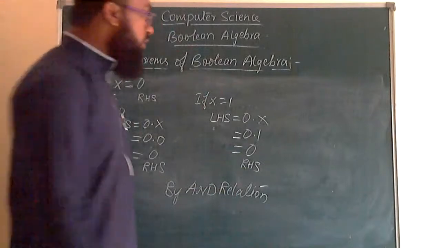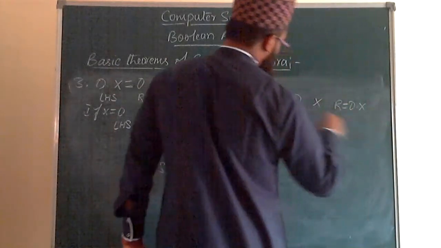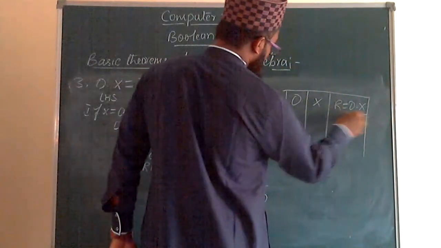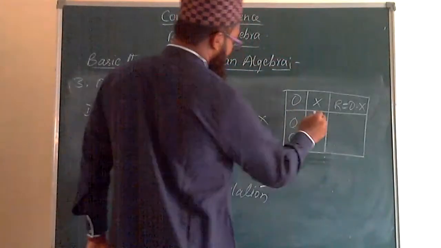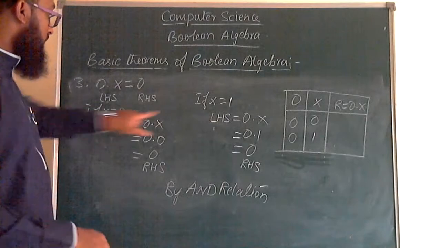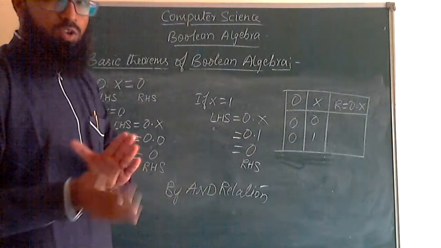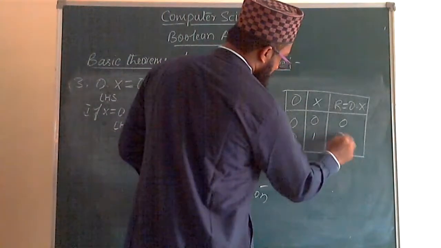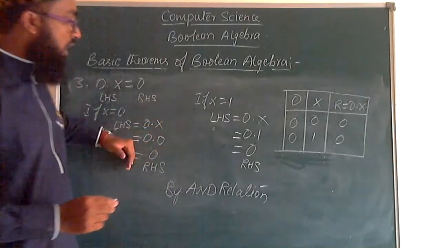Now we are going to write a truth table for this. For variable x, and r is equal to 0 into x. So 0 here, for this we are taking 0. Then for x, 0 and 1, because we have taken x is equal to 0 and x is equal to 1. Then we are doing the AND operation here. AND means logical multiplication. 0 into 0 is always 0, then 0 into 1 is always 0. 0 into anything will always be 0. Hope you have understood.